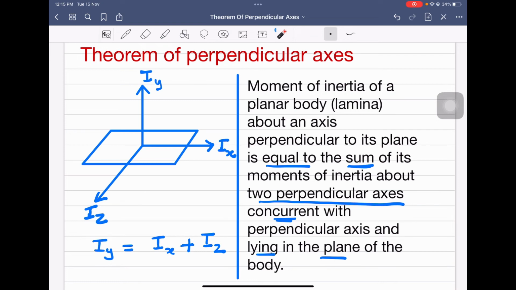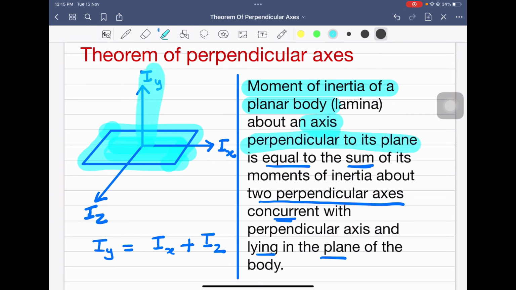We will repeat once again. Moment of inertia of a planar body. Here we have considered a planar body. Moment of inertia of a planar body about an axis perpendicular to its plane. We have considered one axis perpendicular to the plane. Is equal to the sum of moments of inertia about two perpendicular axes. These two are the perpendicular axes.